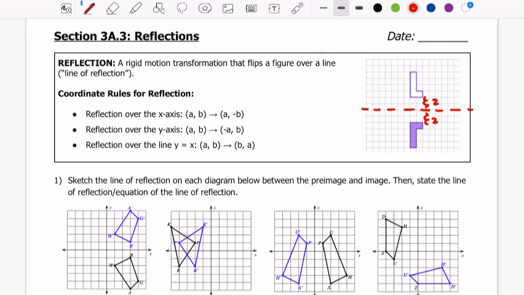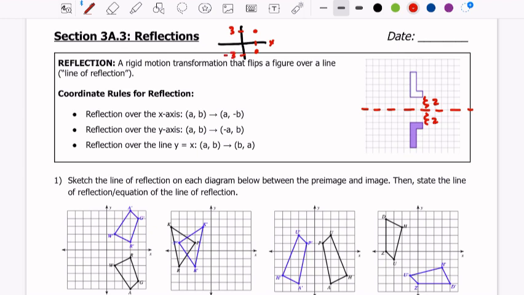We do have several coordinate rules for our reflections. So first is a reflection over the x-axis. So I'm going to draw a little coordinate plane up here. If I'm looking at a point here and I reflect it over this x-axis, I know that my x-coordinate is going to stay the same, but my y-coordinate is basically going to change sign. So if I was at a positive 3 up here on my y, reflecting it over the x-axis, I'm going to be at a negative 3.